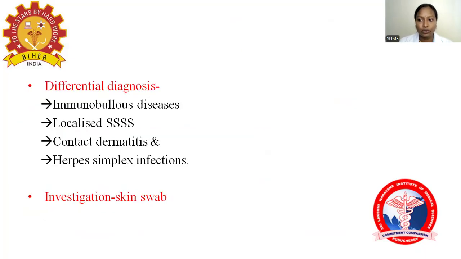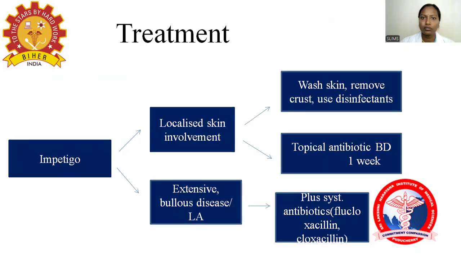So, what are the differential diagnoses? We know that there is a bulla, so automatically the diagnosis goes to immunobullous disorder, any localized form of staphylococcal scalded skin syndrome, or contact dermatitis, because with any irritant a bulla can develop. The next one is herpes simplex infection, but here we usually find a small vesicle instead of a large bulla. For investigation, we can take a skin swab and do a Gram stain to see whether the organism is Staphylococcus or Streptococcus.